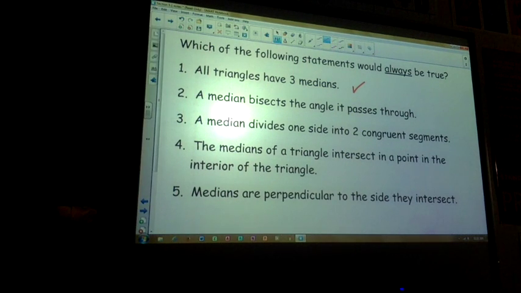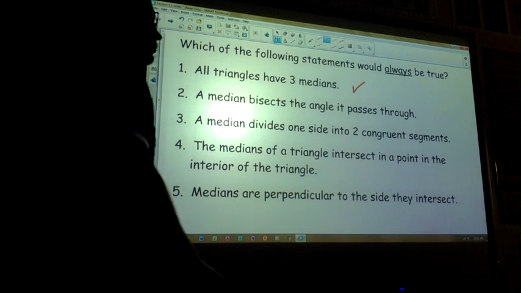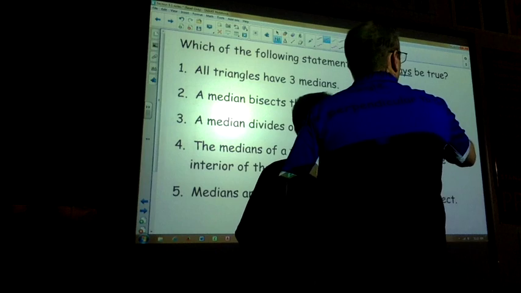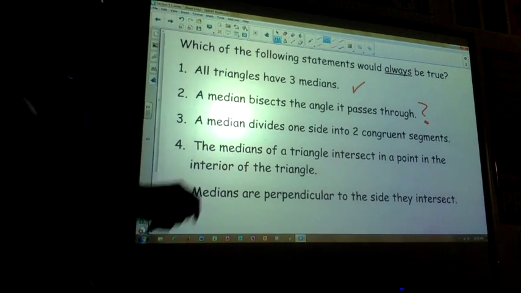A median bisects the angle it passes through. So if it bisects the angle, what do you think that means? Does it cut the angle into two equal parts? Oh wait, no. So if I were to cut the segment in half, do you think that line coming back to the angle would cut the angle in half? Yes. Actually, yes. Exactly in half? Yes. Okay, so let's put a question mark there. We'll discover if that does or does not take place.